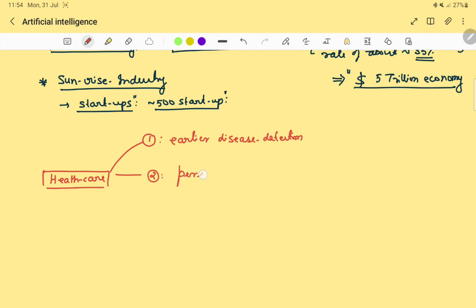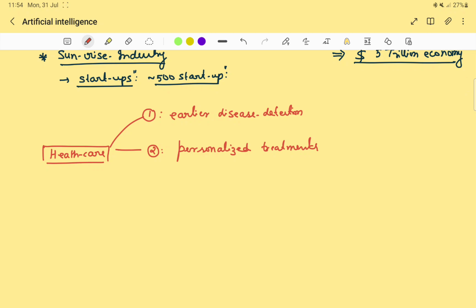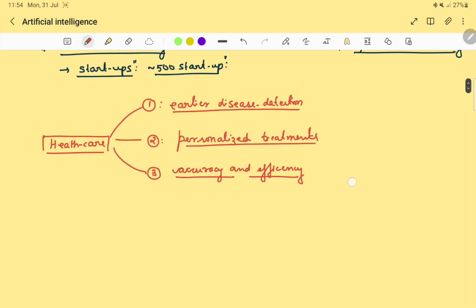Personalized means case by case basis. If you are a person who has certain problems, your medication will be in that pattern only. So personalized treatments are there, and earlier disease detection is there. Then we can also utilize these things to very accurately and efficiently address various heart diseases and neurological diseases. So basically it gives you better accuracy and efficiency in terms of detection and in terms of personalized treatment. So things should be improved. So earlier disease detection and personalized treatments are possible in the healthcare sector.